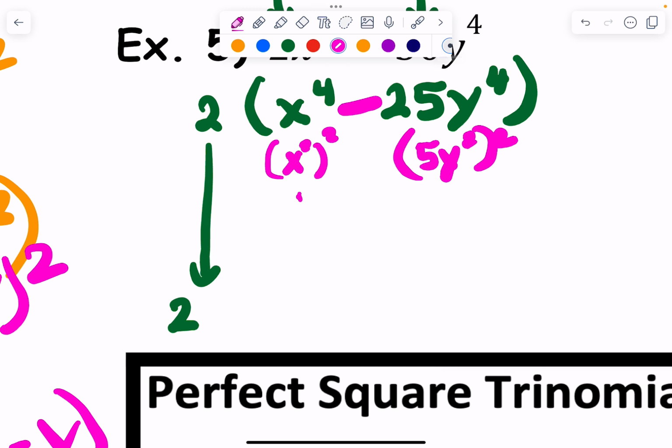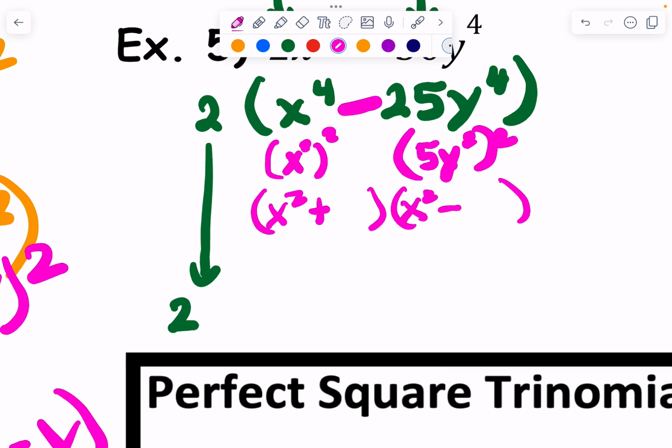Okay, let's actually make our little... Okay, so we have this is going to be... Oops, darn it. This is the two factors, one with the plus, one with the minus. The first one is x squared. The second one is 25y squared.